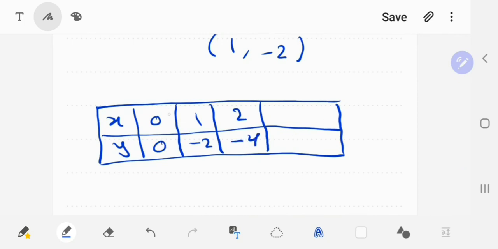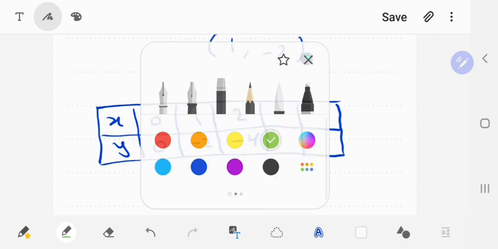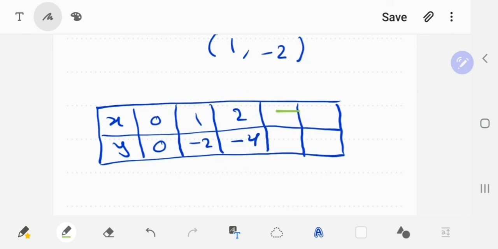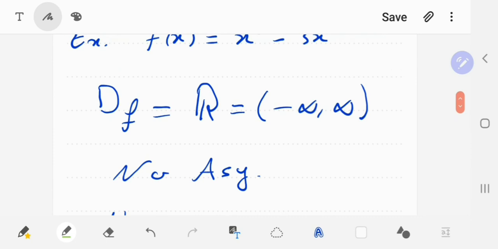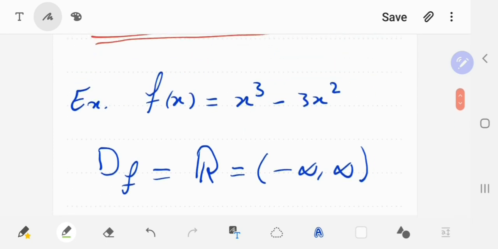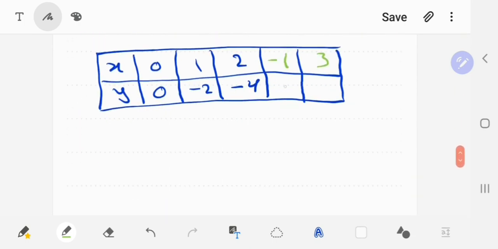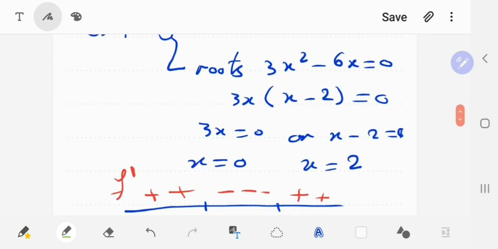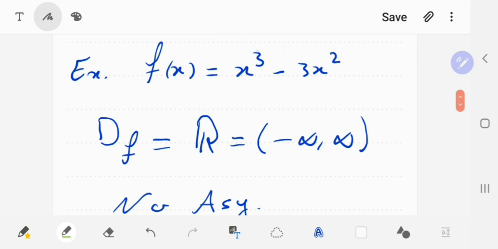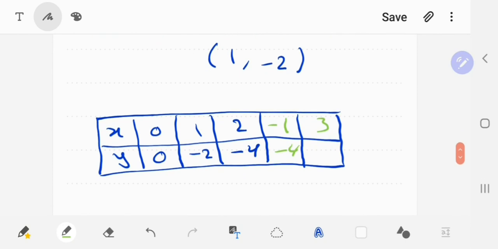We can choose extra values. If you want something before 0, something after 2, we can still add points, and that's optional in case we need more. So I will use negative 1 and I will use 3 here. So when x equals negative 1, we'll have negative 1 minus 3, that's negative 4. When x is equal to 3, we'll have 27 minus 9 times 3, 27. So 27 minus 27, that's 0 again.